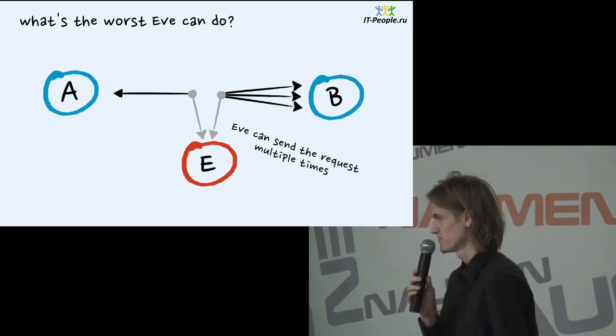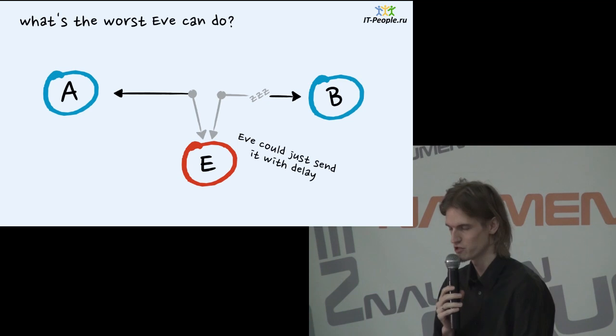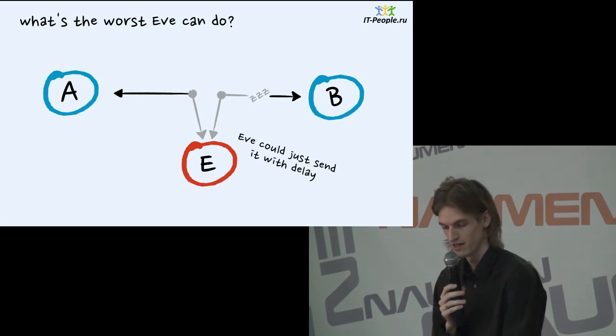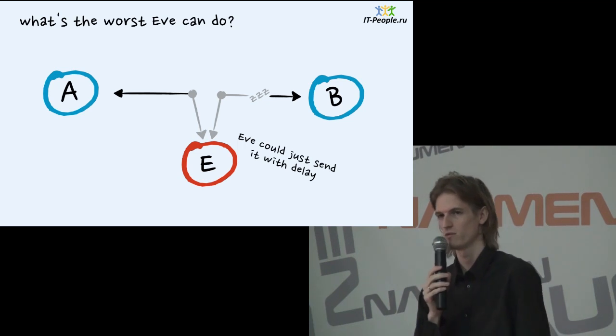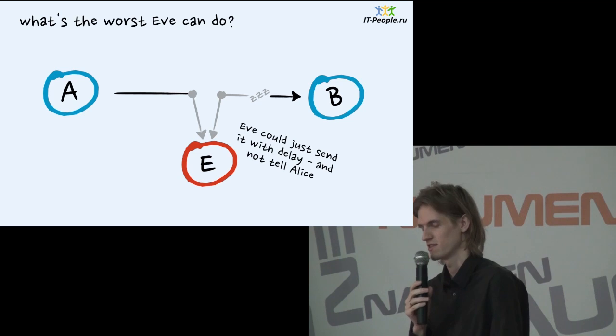The usefulness of this with an HTTP protocol is not particularly huge, but it's still something you should be aware of. Eve could just wait. Eve could take that signed message and wait for an hour and then send it. And it's almost the same as not telling Alice.